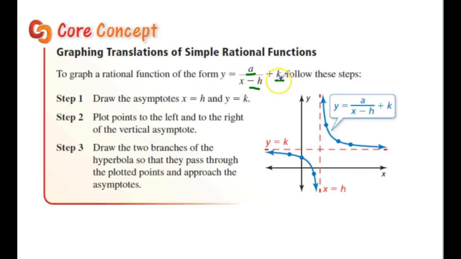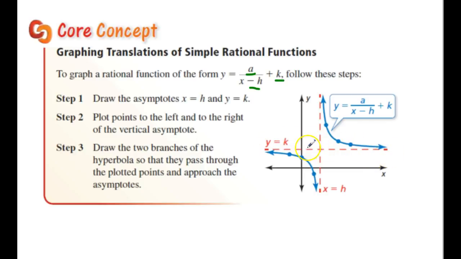And I see that this k is over here all by itself, right? So first I want to draw my asymptotes. And here's where my asymptotes are different. They're not my x equals 0 and y equals 0. But my asymptotes are fairly simple. So my asymptotes here are going to be x equals h, right? And y equals k.